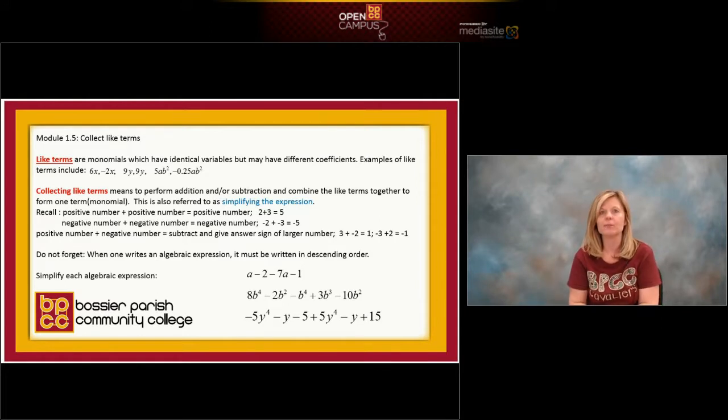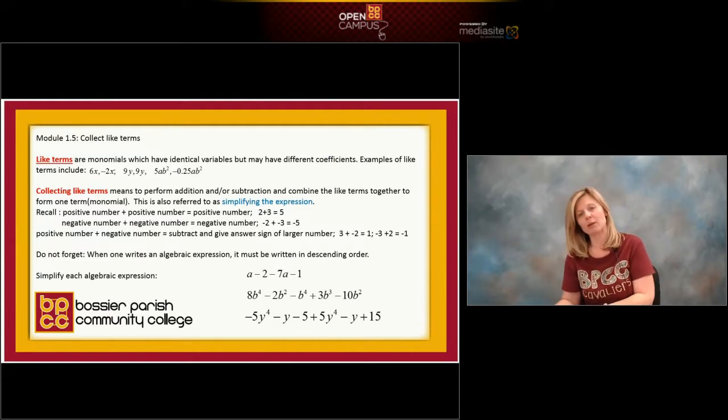So for example, in your notes it says 6x, negative 2x. Those are like terms because they both have the letter x. Now remember, in algebra, that x is representing a vocabulary word. So that could be 6 X-ray machines and negative 2 X-ray machines. Those are both talking about the identical item or thought. That is why they are like terms.